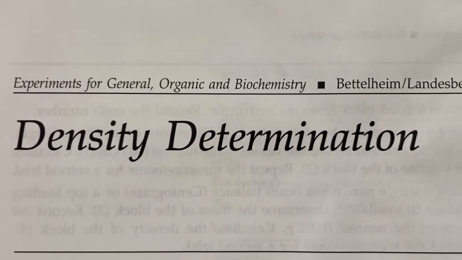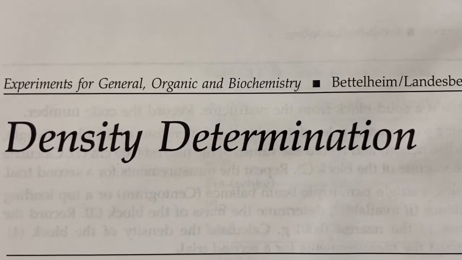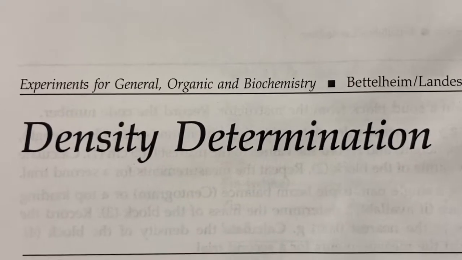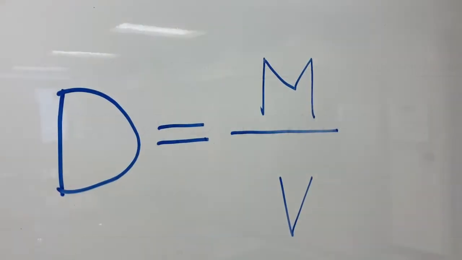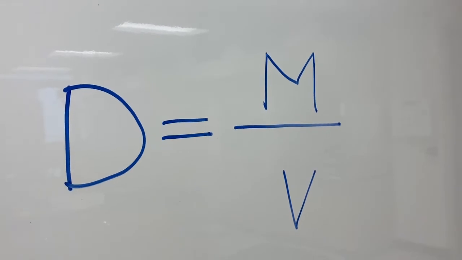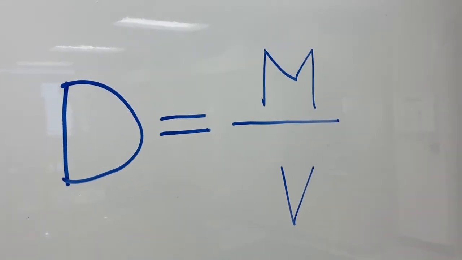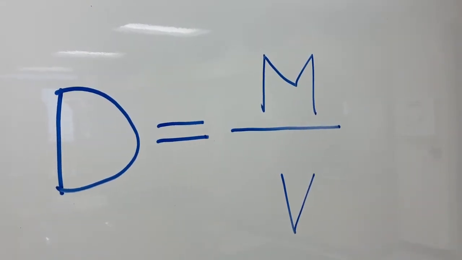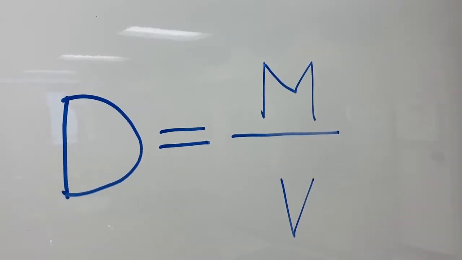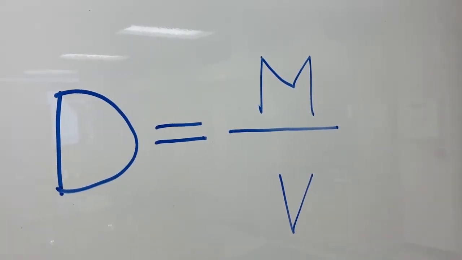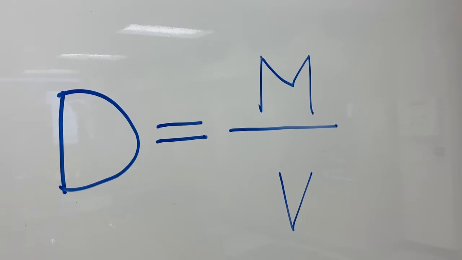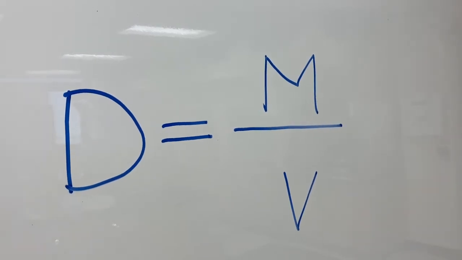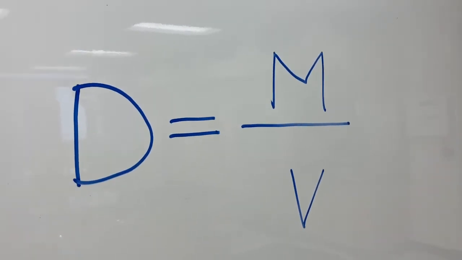Today's lab is experiment number 2, density determination. Concept-wise, today's lab is pretty simple. You take a measurement of the mass of a sample. You also take a measurement of the volume of the sample, and you divide mass by volume, you get density.